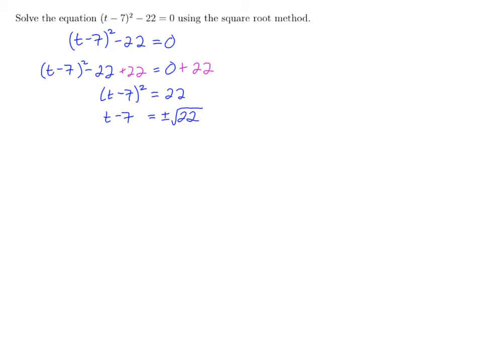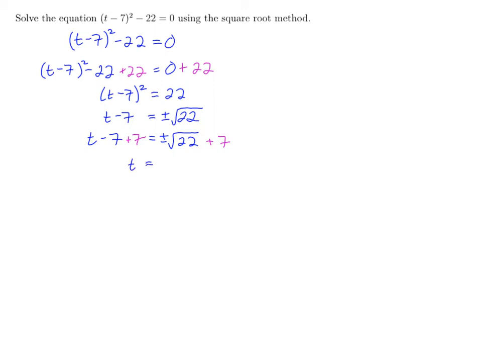The next thing we want to do is solve completely for t. We have t minus 7 on the left, so to get t on its own, we'll add 7 to each side of this equation. So now we have t minus 7, we're adding 7 on the left-hand side, and then on the right-hand side we have the positive or negative square root of 22, and we're going to add 7 to that as well. So our left-hand side is just t. We've now solved completely for t.